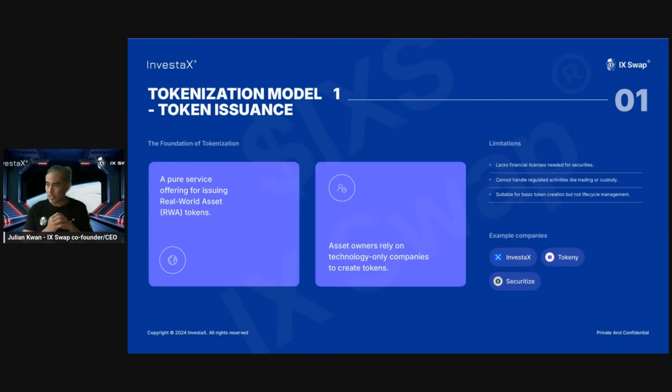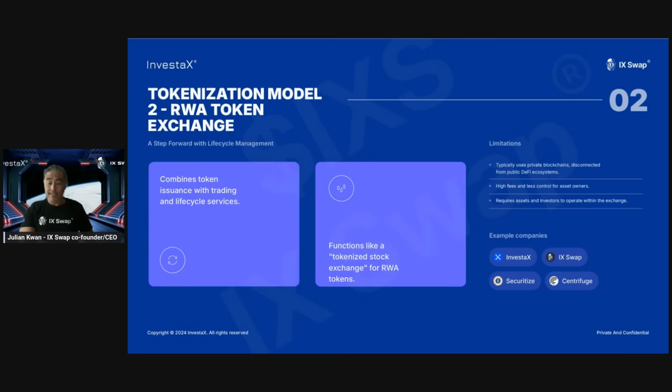Some people have gone out there, like Tokeny, a bunch of good guys run that. But again, you're issuing this token to where? Nowhere. So that was the first model. Most of those businesses died because people wanted all the other things that you need. But you had to start somewhere.